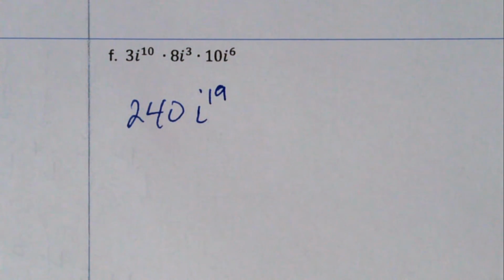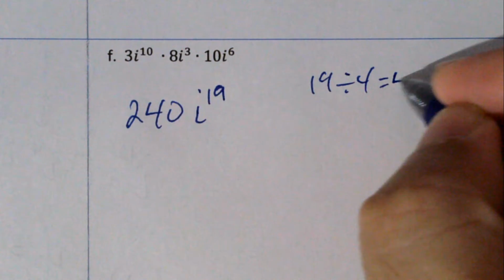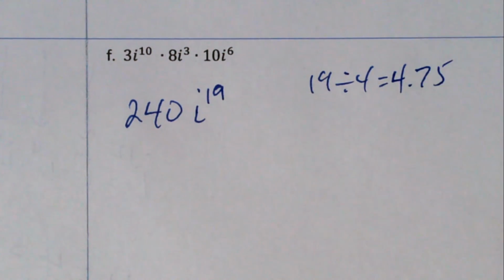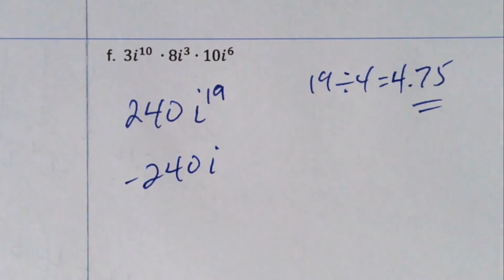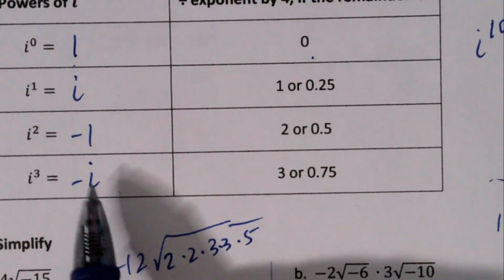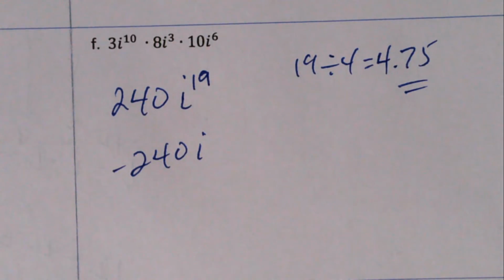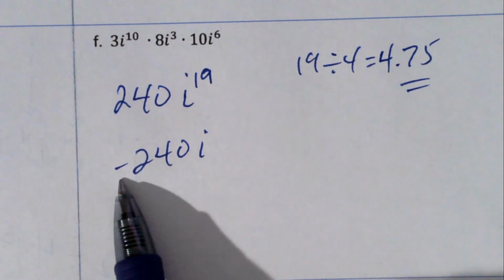Divide 19 by 4. 19 divided by 4 gives me 4.75. Right, so there's a decimal part of 75. That's I to the third, or negative I. So it's negative 240I. Right, 0.75 corresponds to this bottom one down here. So it's negative I. So I just replaced I to the 19th with negative I.